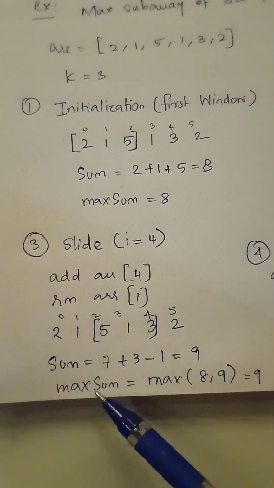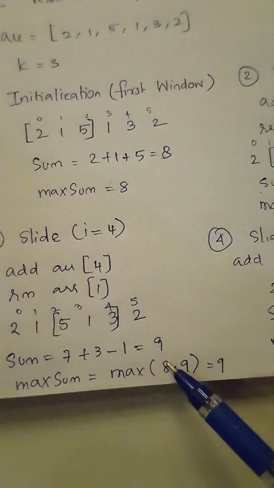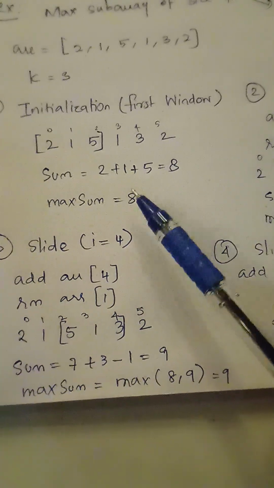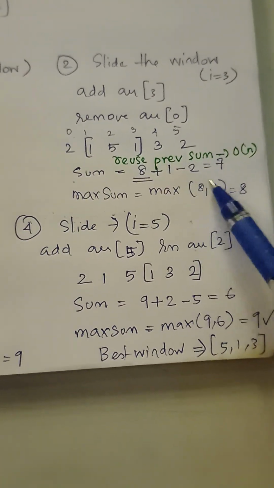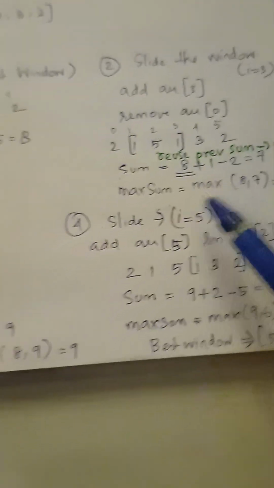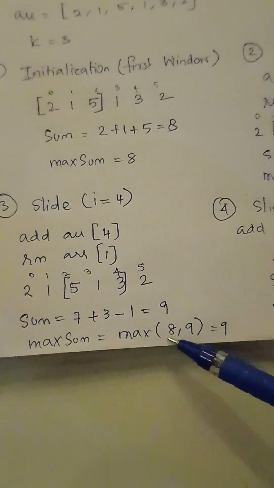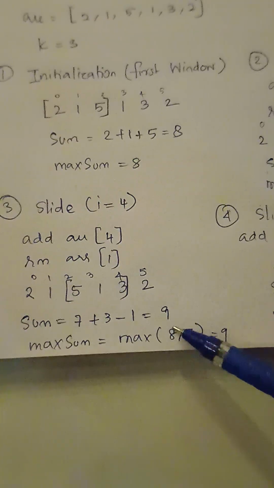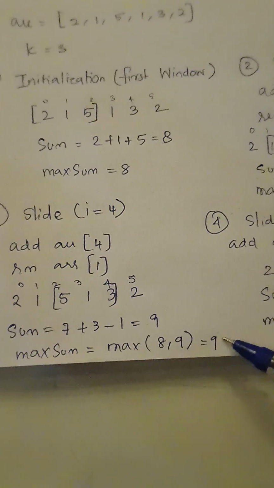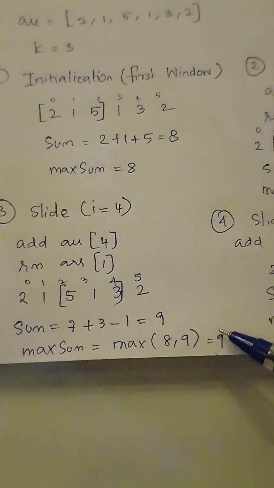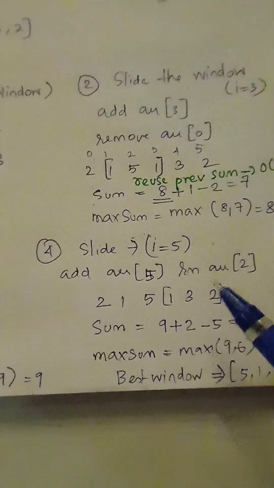So we need to compute the maximum sum. We already have the maximum sum to be 8 over here. It has not changed here because the maximum out of these two is again 8. So we are comparing it here again with this new sum and the old sum. So 8 and 9, out of these two, 9 is bigger. So we update the value of the maximum sum. So it becomes 9. Now we need to slide the window again.